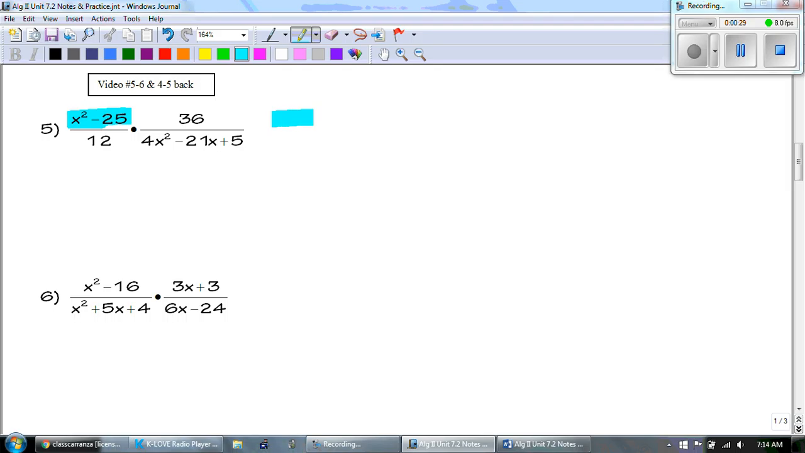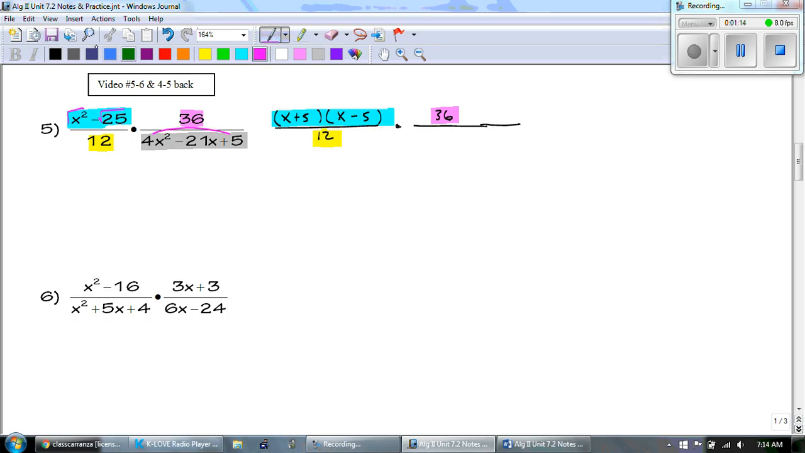I have x squared minus 25. What I notice is those are binomials and it's a perfect square, which means I can take the square root and we would get x plus 5 and x minus 5, all underneath 12. And I'm going to times that by 36. Okay, if you're noticing, my 12 is staying, the 36 is staying, but then we still need to break down the 4x squared minus 21x plus 5.